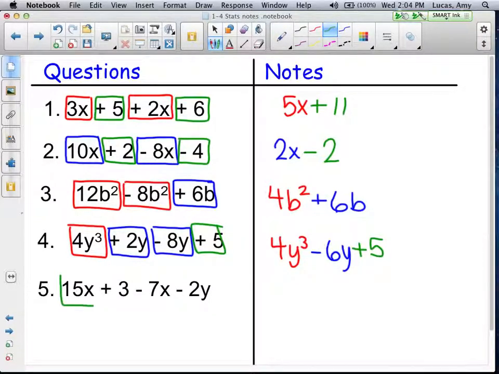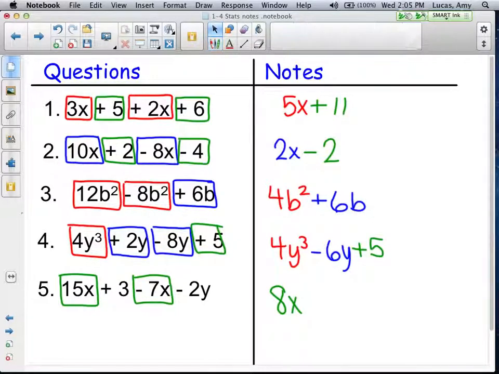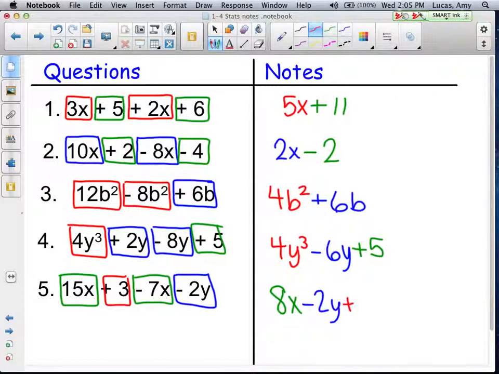I'm going to go with alphabetical order. So I will start with 15x minus 7x, which would be 8x. And then the other two don't have any like terms. So minus 2y, and then plus 3. Again, the order doesn't matter as long as you've got the correct signs in front of each of your terms. The order that you write them in doesn't matter. Standard form we'll learn about later in chapter 7. That's a little bit easier to work with if you've got them from highest to lowest.